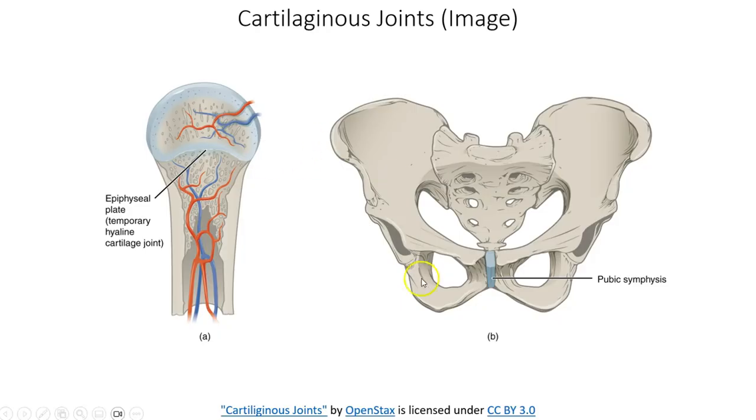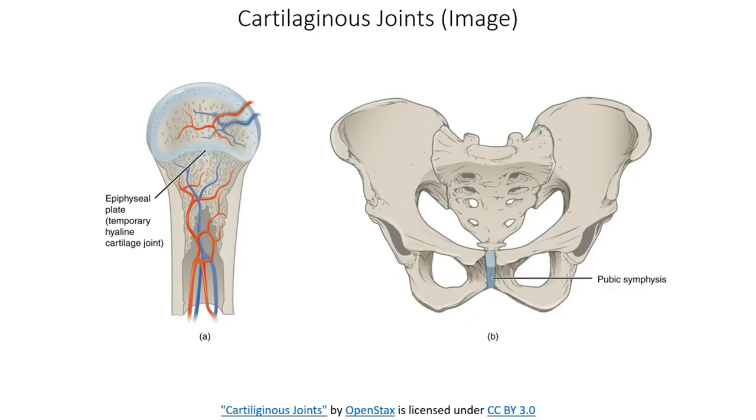And then over here in panel B, like I said, we've seen this already in our lab material. So the symphysis, this is the pubic symphysis. So it's that cartilage disc in between the pelvic regions of those two coxal bones. So that is an example of a symphysis joint, whereas this epiphyseal plate is a good example of that synchondrosis cartilaginous joint.